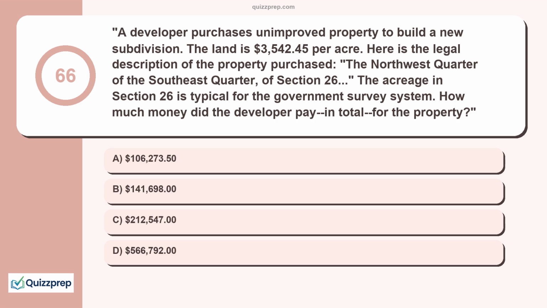Question 66. A developer purchases unimproved property to build a new subdivision. The land is $3,542.45 per acre. Here is the legal description of the property purchased: the northwest quarter of the southeast quarter, of Section 26. The acreage in Section 26 is typical for the government survey system. How much money did the developer pay in total for the property?